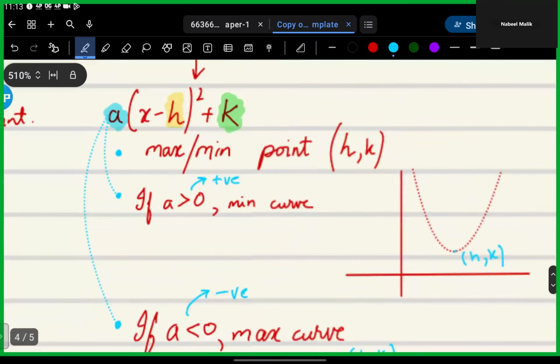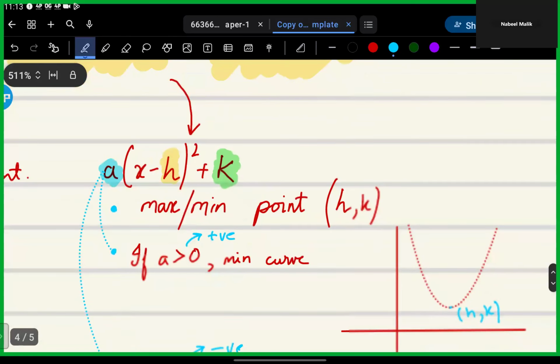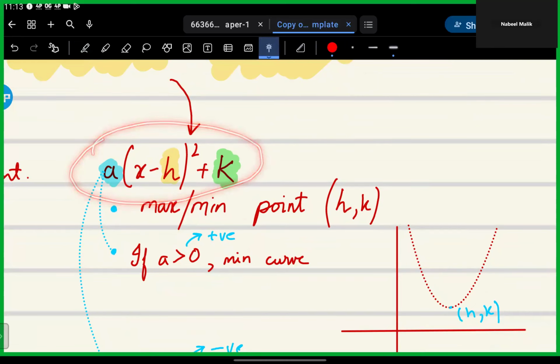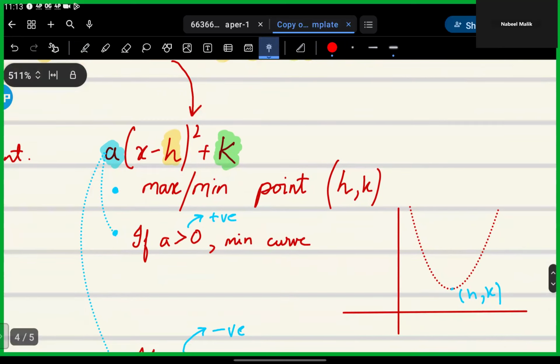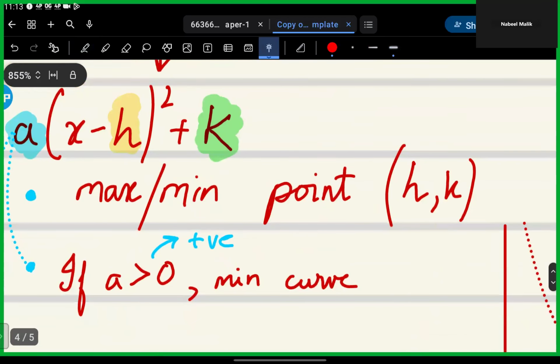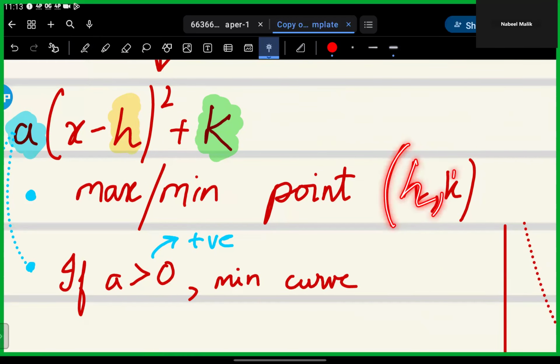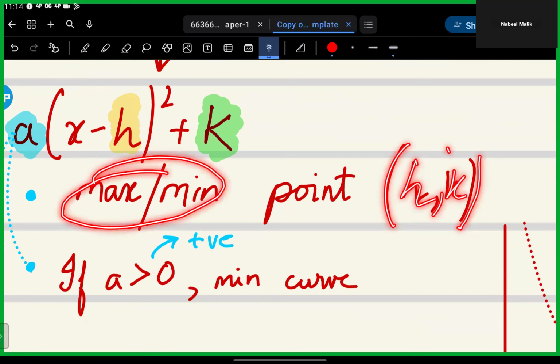Now, after you apply the complete square method, you will get this form, all right? And in this form, you have to understand what H and K indicate. Whatever H and K represent is basically a point, all right? Now, let me explain. This point over here is basically the maximum or the minimum point, all right?